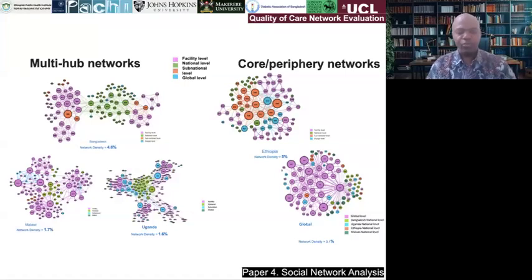When it comes to where the key central actors are, when we look at these figures, we can also see the central actors within each network. For instance, in Bangladesh and Uganda, subnational level actors were central. In Ethiopia, it was mostly the national level actors. In Malawi, facility actors were kind of central actors in the network. But looking at the global network, central actors were global level, with national actors on the periphery, though some national actors were more connected than others.